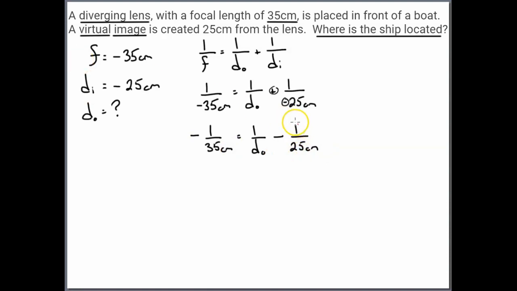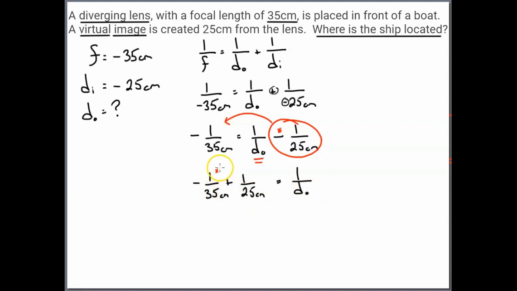Now we want to bring this term to the other side of the equation in order to isolate for DO. To do that, we have to do the opposite operation. So this is a negative, so we need to make it a positive. So we're adding it to both sides of the equation. So we have our negative 1 over 35 plus 1 over 25. Keep forgetting my centimeters. Equals 1 over DO.